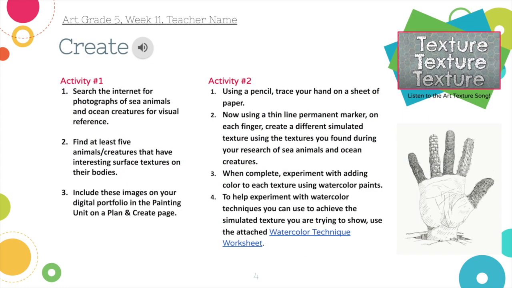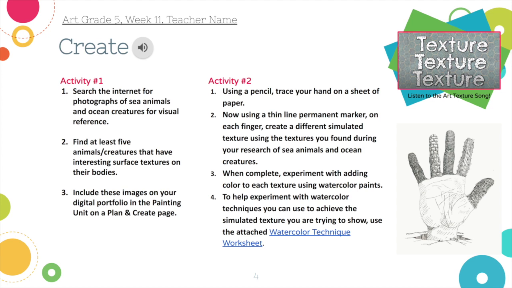It is now time to create. First, search the internet for photographs of sea animals and ocean creatures for visual reference. Find at least 5 animals or creatures that have interesting surface textures on their bodies. Include these images on your digital portfolio in the painting unit on Plan and Create page.